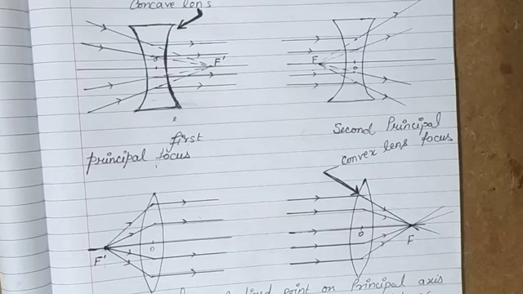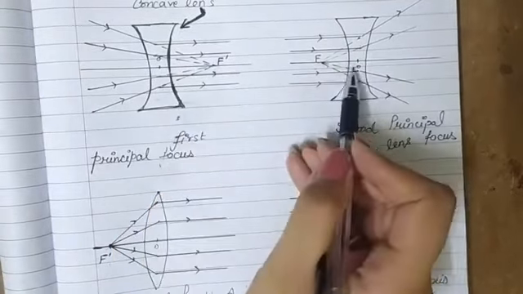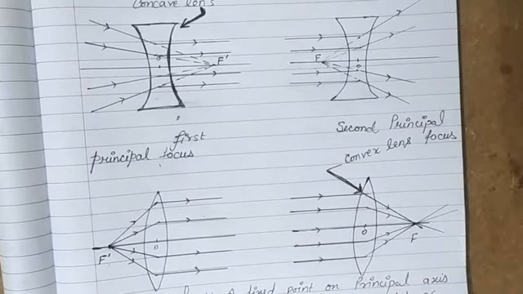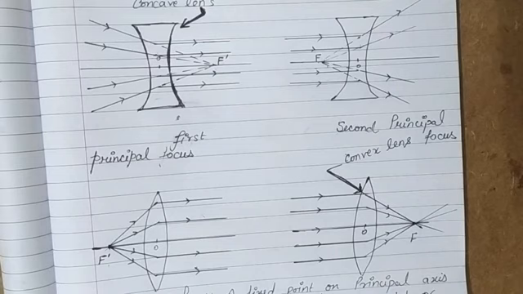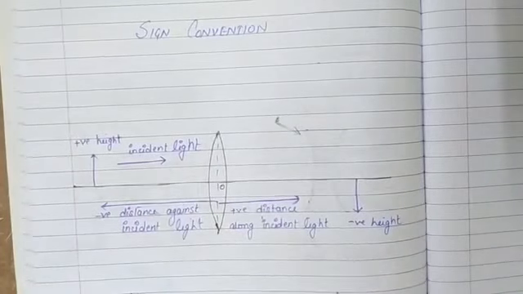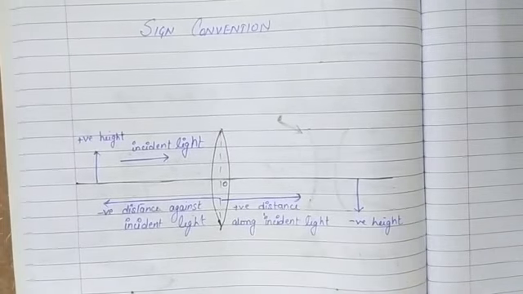Now if you observe, sometimes we are measuring the distance towards the right, while other times we are measuring the distance towards the left. So there must be some sign convention to represent these directions, whether we are going toward the right or toward the left. So there is a sign convention that we are going to study further. For sign convention, we have to keep in mind this diagram. Here we have a lens. I have taken a convex lens. You can take a concave one also.